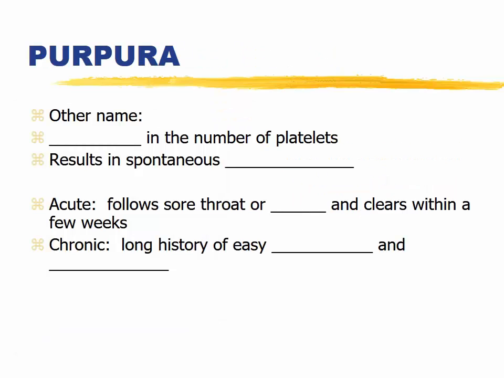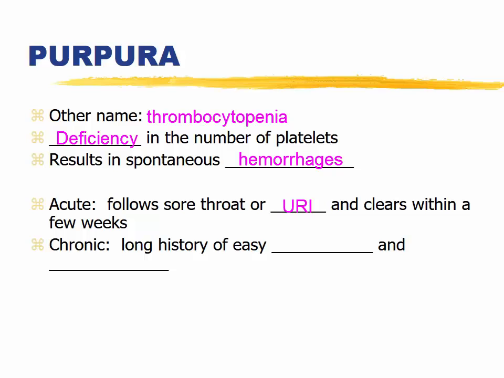Purpura, also called thrombocytopenia, refers to a deficiency in the number of platelets and results in spontaneous hemorrhages into the skin, mucous membranes of the mouth, and internal organs. The acute form of this condition typically involves the sudden onset of severe purpura 1 to 2 weeks after a sore throat or upper respiratory infection in an otherwise healthy child. In the chronic form, purpura occurs in young women and has an insidious onset with a relatively long history of easy bruising and menorrhagia.